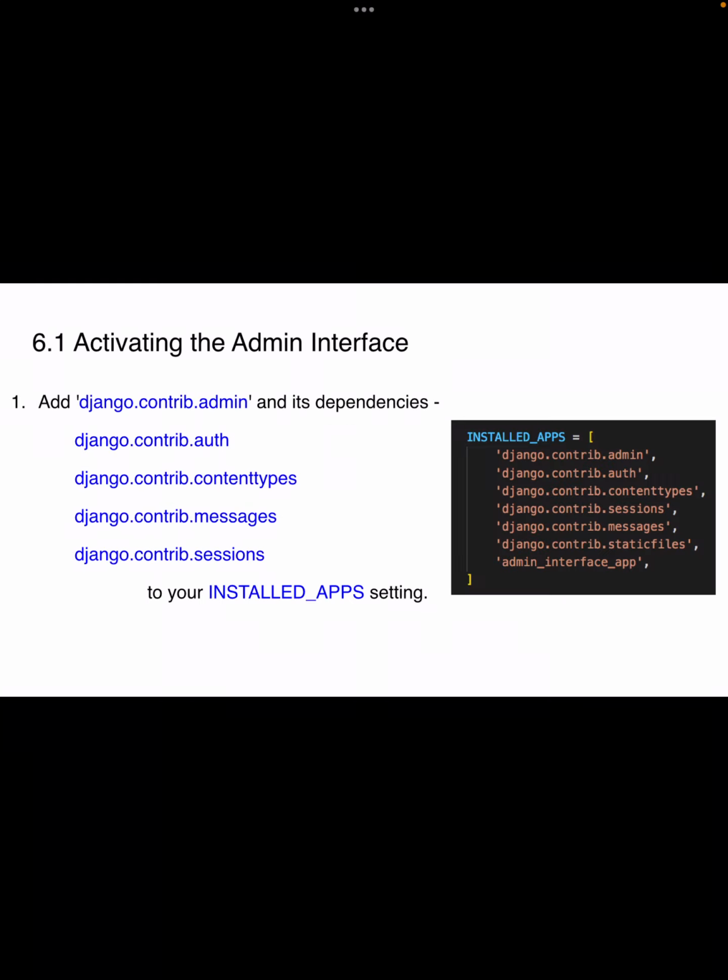To establish the admin interface, the first thing is you have to activate it. This can be done in the installed apps settings, where you'll be including django.contrib.admin, auth, contenttypes, messages, sessions. All these things are inbuilt, you just need to check them once.